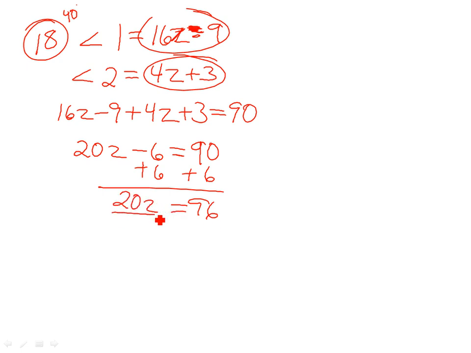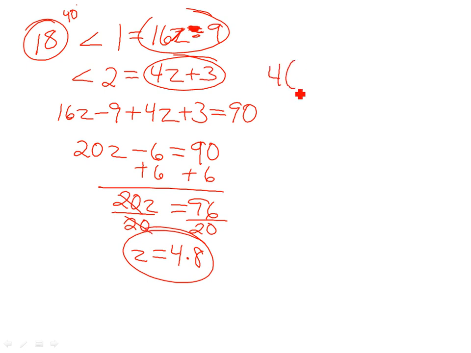So 4.8. Make sure you got your calculators out because we're going to need them for some problems the rest of the time. So is that our answer, 4.8? No, you have to plug it back in. They want the two angles now. Katie's getting ready to plug into the 16z minus 9. If it was me, you think I'd plug in there? No, you do the smaller one. So 4 times 4.8 plus 3.